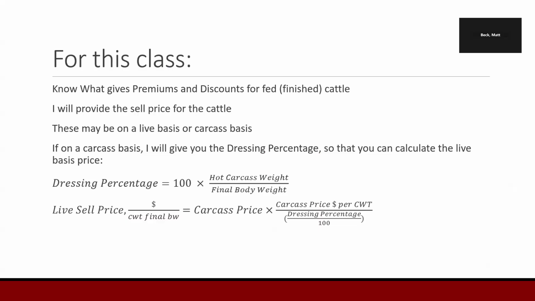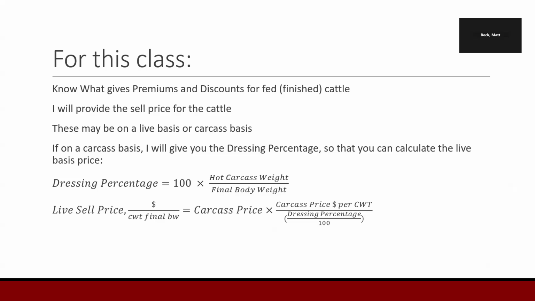Okay. I will always provide you the sell price for the cattle. I may provide them on a live or a carcass basis, and you may have to convert a live basis to a carcass basis or a carcass basis to a live basis. If I give it to you on a carcass basis and you need to make the calculation on a live basis, I'll give you dressing percent. But you need to remember, do I divide here or do I multiply here? Does that make sense? Any questions?